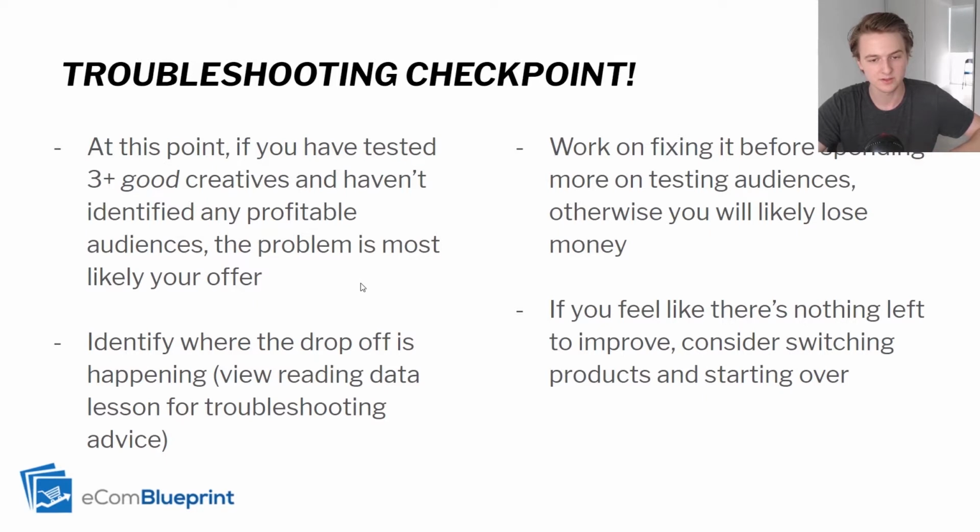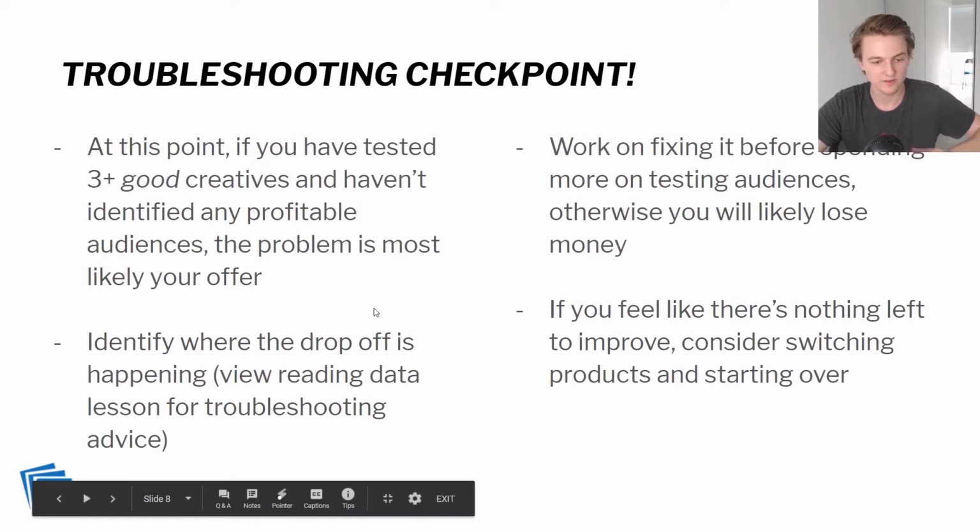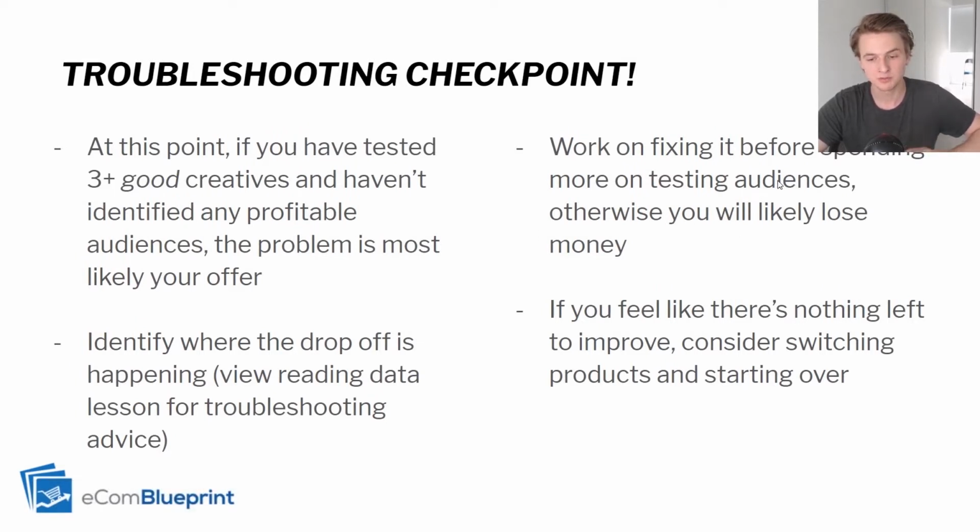And so what I'd recommend doing, if at this point you haven't identified anything that's working, is identifying where the drop-off is happening in your funnel and then trying to fix it before launching new ads, right? And so you can view the reading data lesson in this module, and I explain at the end of that lesson exactly how to troubleshoot your funnel when it's not working. And so that's what you need to do at this point if nothing is working, because if you keep spending on testing more audiences at this point, you're probably going to lose money. And so that's the last thing that you want to do at this point, is just keep testing more audiences and doing more of the same and expecting different results.